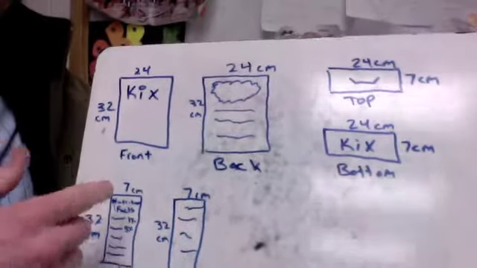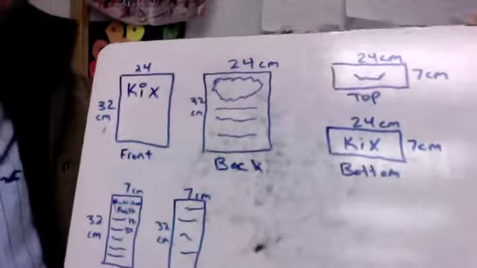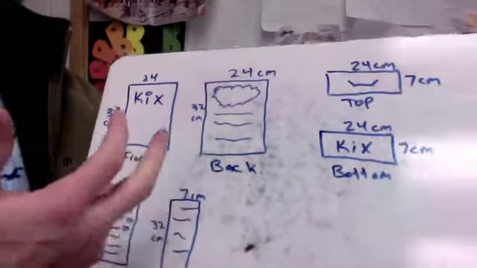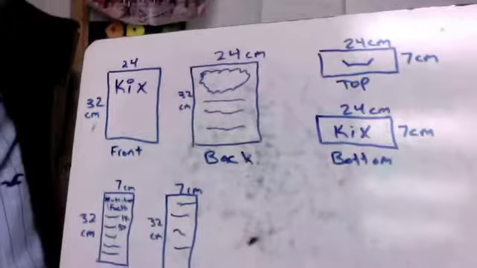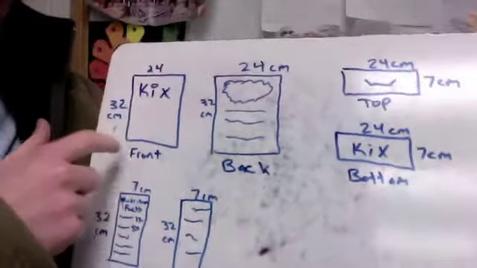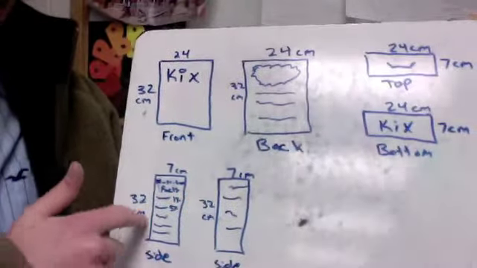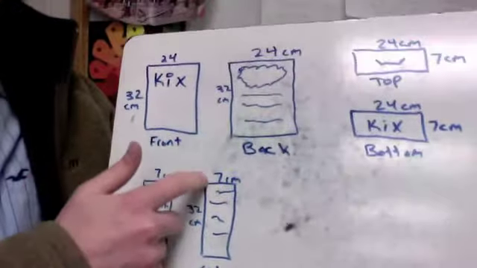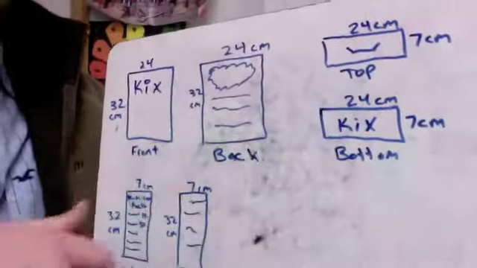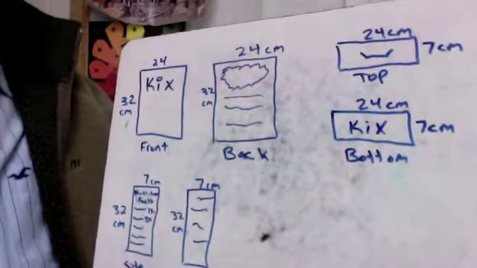So, diagrams. You don't have to draw the pictures inside of them. I just drew them so you get an idea of what the box would look like. I've got my front and my back, and we'll just use centimeters, I think that'll be the easiest thing to use. The front is 32 by 24, so the back is also 32 by 24. The sides are 32 by 7 and 32 by 7. And then the top and the bottom are 24 by 7 and 24 by 7. So I just need to find the combined surface area of this box.